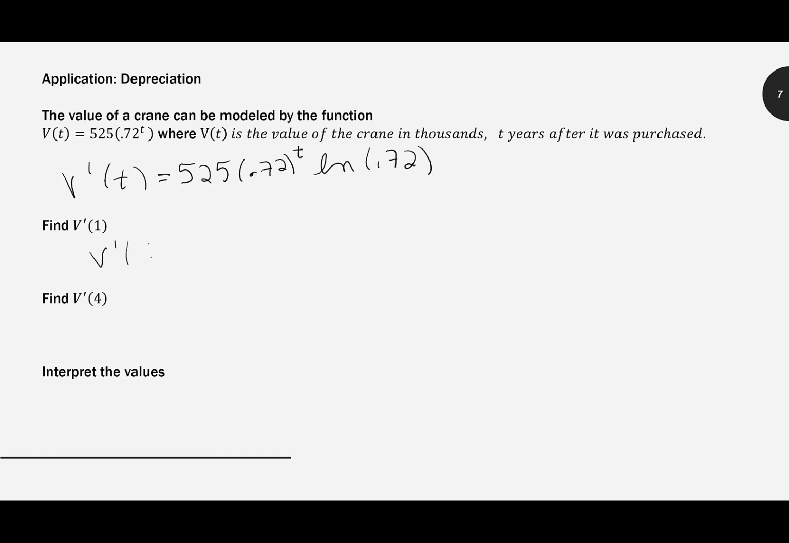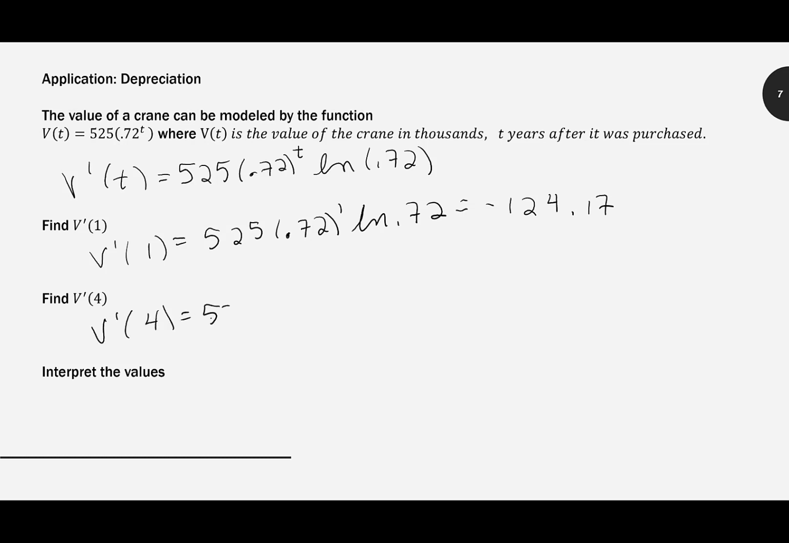V prime of 1 will be 525 times 0.72 to the 1, and then times the natural log of 0.72. Again, I'm going to do 2 decimal places. I got negative 124.17. V prime of 4, I find 525 times 0.72 to the fourth times the natural log of 0.72. This gives me negative 46.35.